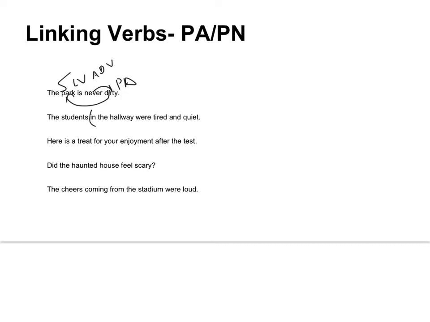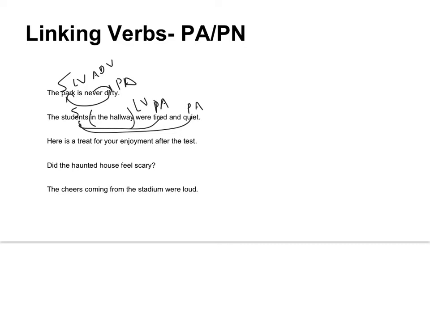The students in the hallway were tired and quiet. Who was tired and quiet? The students, which is in the subject. So I've got a predicate adjective, predicate adjective. Both are modifying students. Here's my subject, and here's my linking verb.